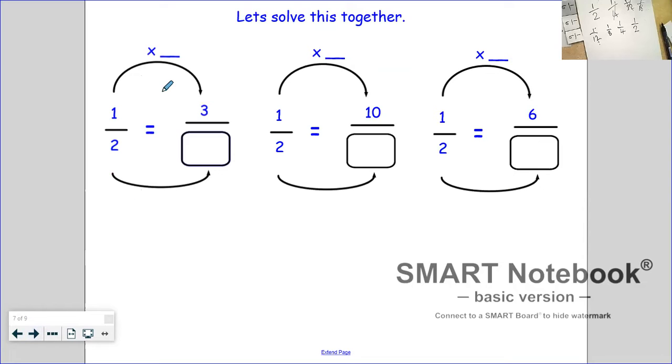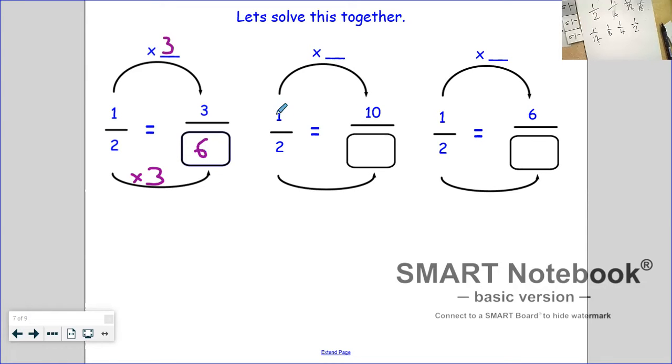Okay, welcome back. So whatever we do to the numerator, we must do to the denominator and vice versa. So 3 times something is 3. 1 times something is 3. Correct. 1 times 3. So we must times the bottom number by 3. So 2 times 3 is 6.